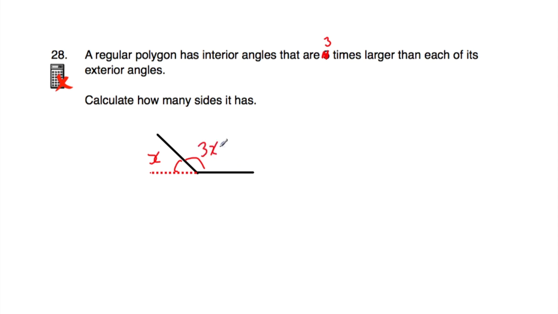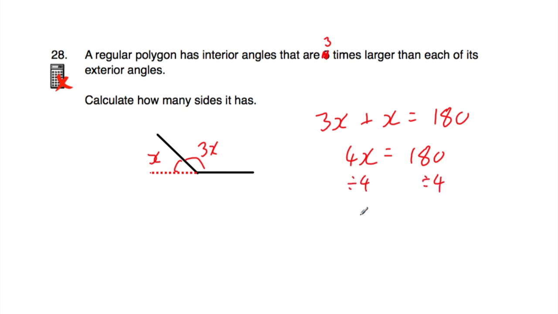And remember, the interior angle plus the exterior angle will always add together to be 180 degrees. They make a straight line. So that means that 3x plus x would be equal to 180 degrees. The interior plus the exterior is a straight line, it's 180 degrees. 3x plus x is 4x, and that's equal to 180 degrees. And we want to find the size of x, so divide by 4 and divide by 4, and we get that x is equal to 45 degrees.